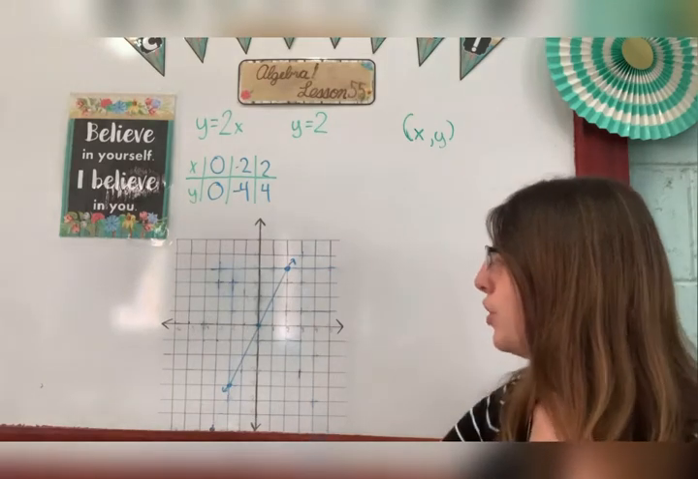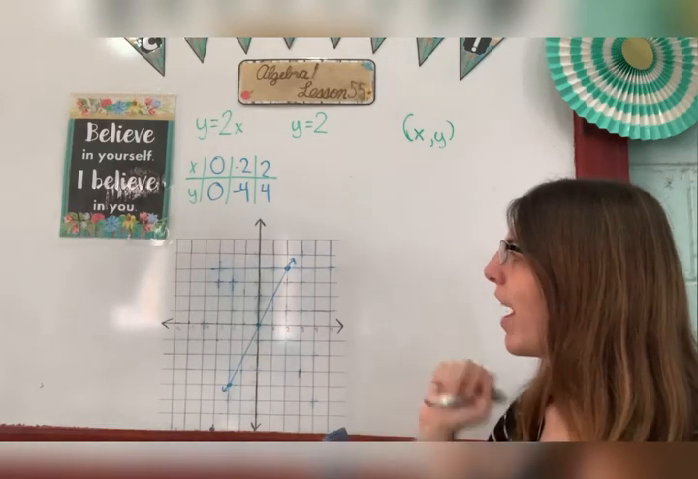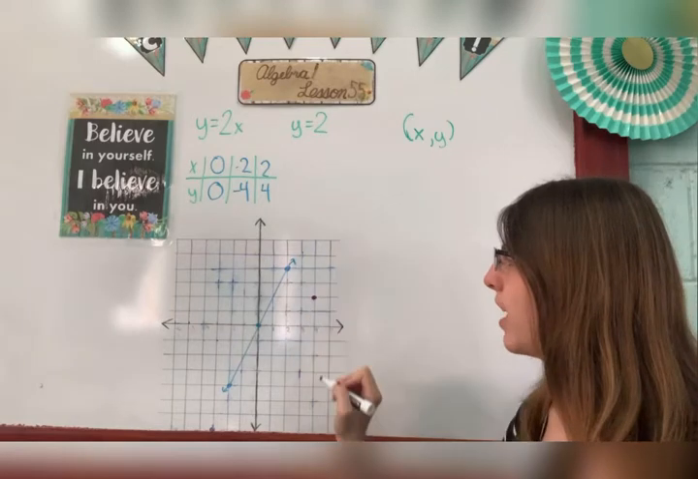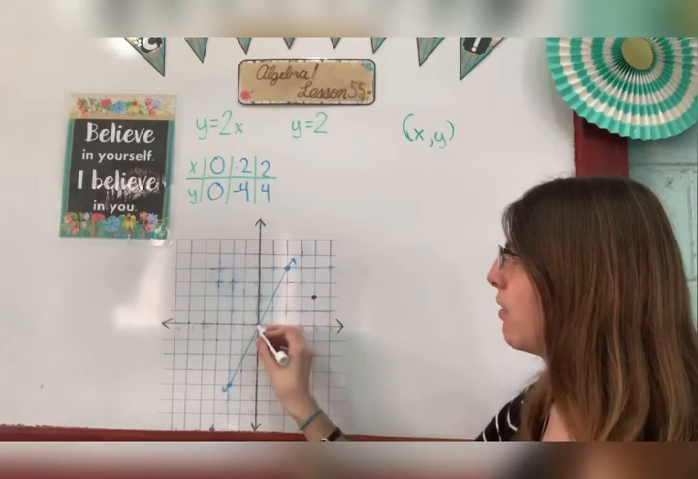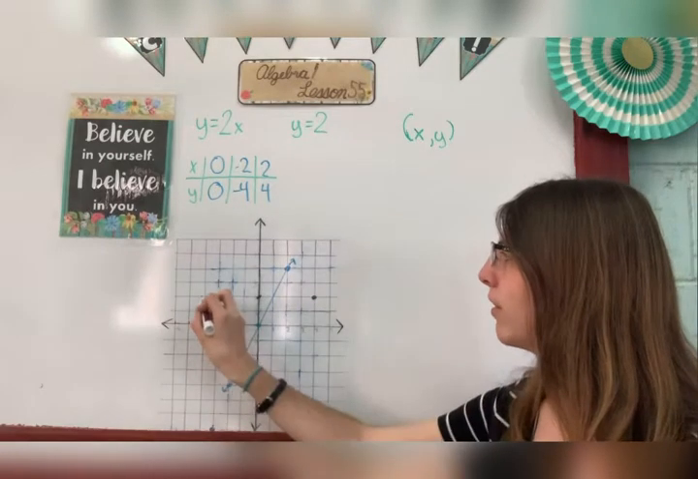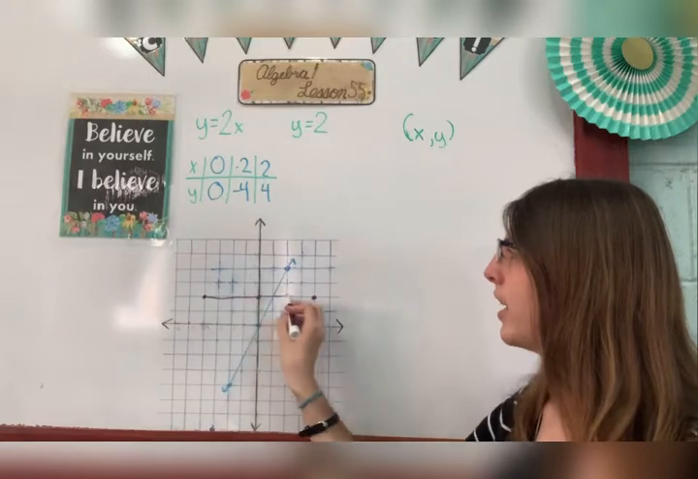So y equals 2, that means that no matter what x is, y is 2. So if x is 4, y is 2. If x is 0, y is 2. If x is negative 4, y is 2. And so we have a line going across.